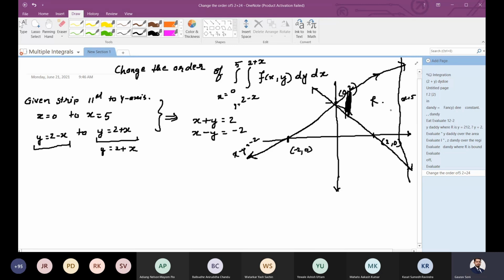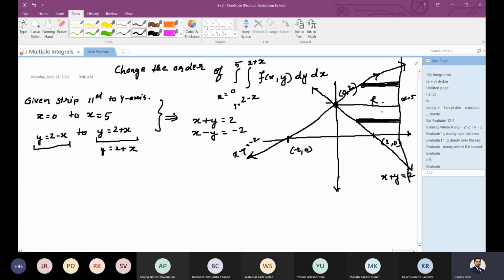Now I want to change the order. But when I'm going to change the order, I will have to consider a horizontal strip. If I consider a horizontal strip, beyond this point, you can see that our left-hand side limit will change. This point is 0, comma 2. Once we have a strip in this region, our limits are going to be different. It will go from this line, which is x plus y is equal to 2, to the line x equal to 5. Whereas in this region, our left hand side limit is going to be x minus y equal to minus 2.